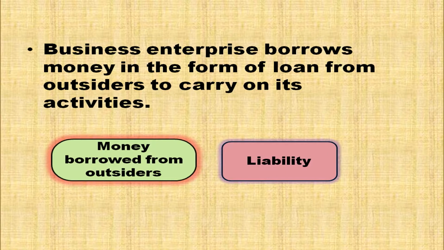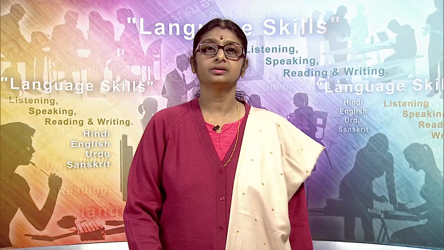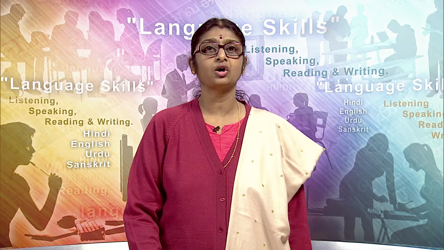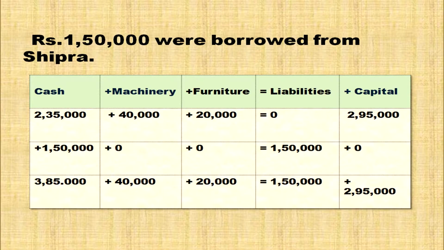Business enterprise borrows money in the form of loan from outsiders to carry its activity. Money borrowed from outsiders is a liability for the business. Rupees 1,50,000 were borrowed from Shipra. Cash is coming inside the business for rupees 1,50,000. So, in the cash column, you can add plus 1,50,000. It is borrowed from one party. So, liability is increasing. Creditors increasing. Shipra being a creditor increasing. So, in the liabilities column, you will add 1,50,000.